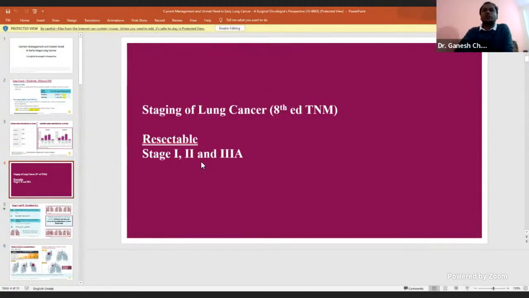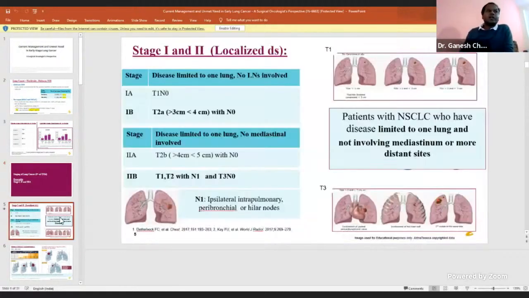Resectable lung cancer is stage 1, 2, and stage 3A. Stage 1A is T1N0, 1B is T2A N0, and 2A is T2B N0. Stage 1A to 2A is actually early stage disease as per NCCN, and from 2B onwards, N1 disease becomes locally advanced disease.